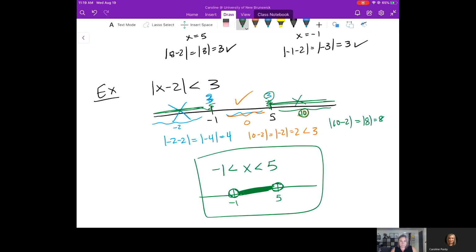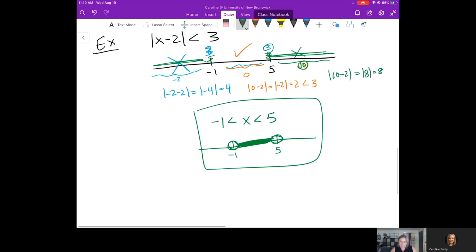and that would be the full solution. Okay, so let's do one more with a quadratic. So say we have x squared minus 1 is less than or equal to 5.